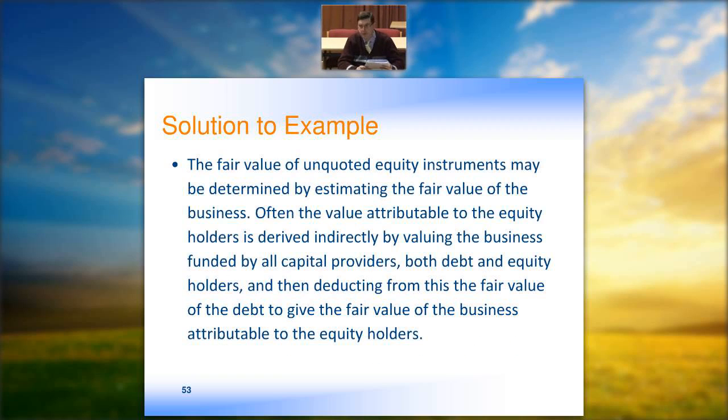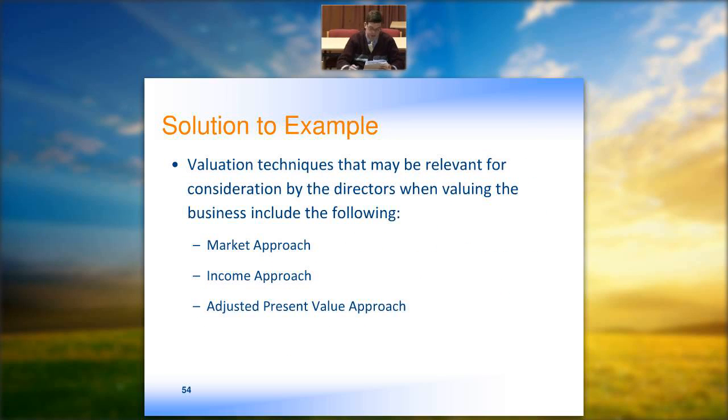The fair value of the unquoted equity instruments may be determined by estimating the fair value of the business. Often the value attributable to the equity holders is derived indirectly by valuing the business funded by all the capital providers, both debt and equity, and then deducting from this the fair value of the debt to give the fair value of the equity. And you can do that using either a market approach, an income approach, or an adjusted present value approach. What they're saying there is that if we're issuing shares in a non-quoted company, as we are in the question we're looking at here, then by definition, because the company is unquoted, there won't be a share price for those shares. So how do you go about estimating them?